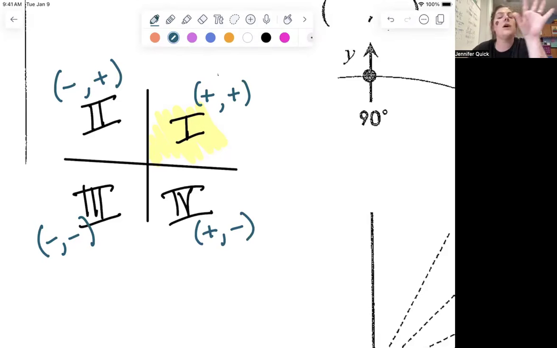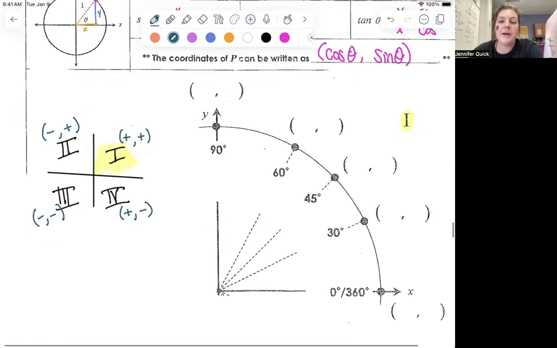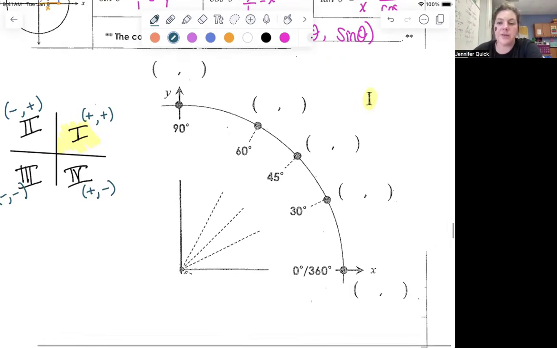So I want you to think about those things when we go into the bigger circle. But that is helpful because we're about to look at the first quadrant. We know all of these values are going to be positive, positive, because all of these are contained within the first quadrant. Now, I told you that the radius of this circle is 1.